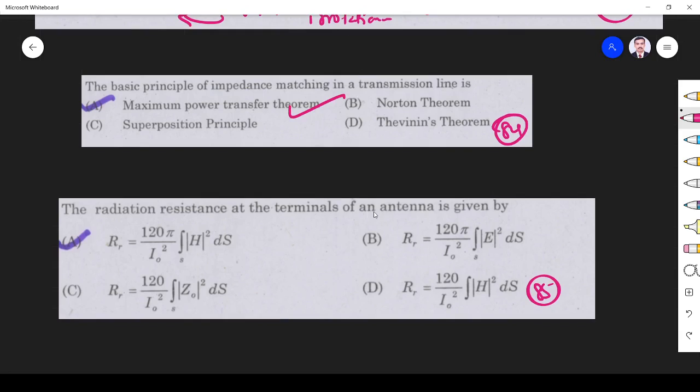Next one, the radiation resistance at the terminals of the antenna is given by R is equal to 120 pi divided by I naught squared integral H squared ds. Direct question.